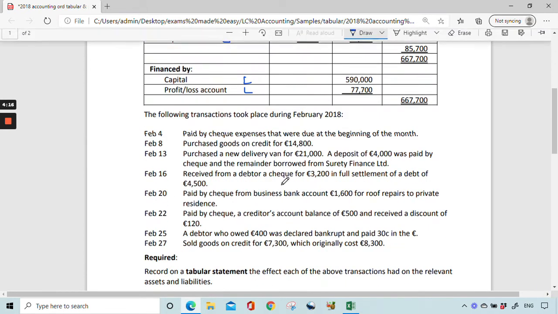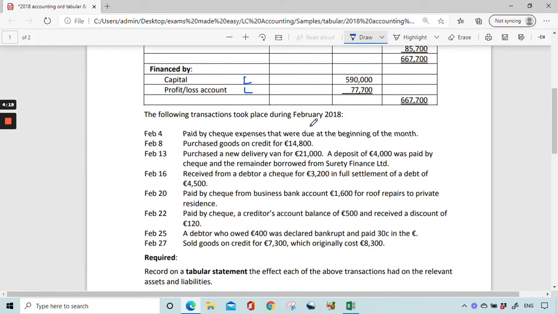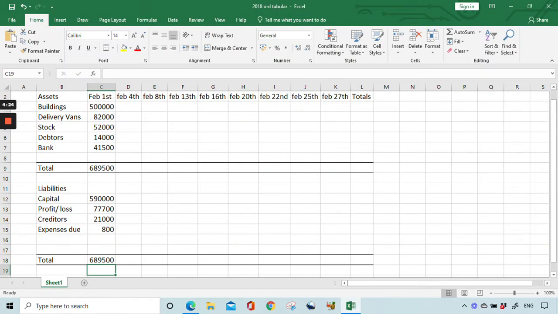The first one, February 4th: paid by cheque expenses that were due at the beginning of the month. So we're going to pay by cheque the expenses that were due. Let's find the expenses due. The expenses due were €800. So that's going to go down €800, minus 800. We're going to pay that off. It's going to come from the bank. That money was paid by cheque, so the bank is going to go down €800, and that's it. So the total would be minus 800 and minus 800. Always must be the same. That's the first one.